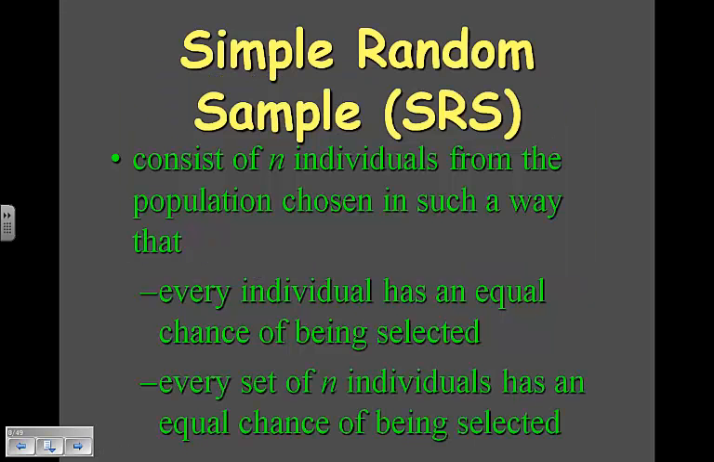The second part is every set of n individuals has an equal chance of being selected. This is the part that can get a little tricky. So a simple random sample has to have 2 parts. This is a great multiple choice question on an upcoming test: what is a simple random sample? They give you an example, give you a scenario, and you have to figure out, is this or is this not a simple random sample? And it's usually the second part of the definition that causes people trouble.